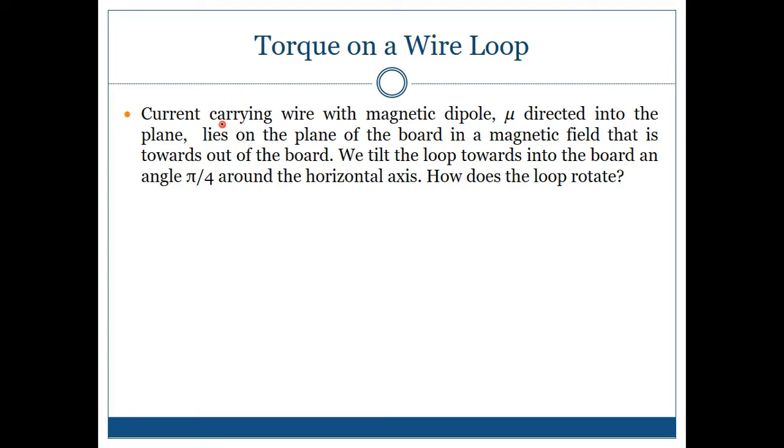And this wire loop, it has to be a loop because it's a magnetic dipole, lies on the plane of the board. Okay, so we have a loop lying on the plane of the board. Its magnetic dipole moment is directed into the page. And it is sitting in a magnetic field that is directed out of the page. So can you draw me one, the loop, two, the magnetic field direction, and three, the dipole moment direction? Now you have to draw me a clear picture with this explanation. All right.